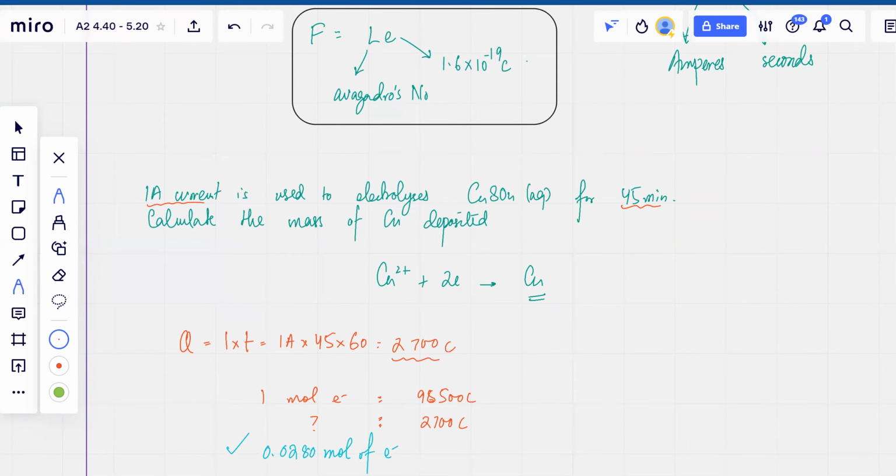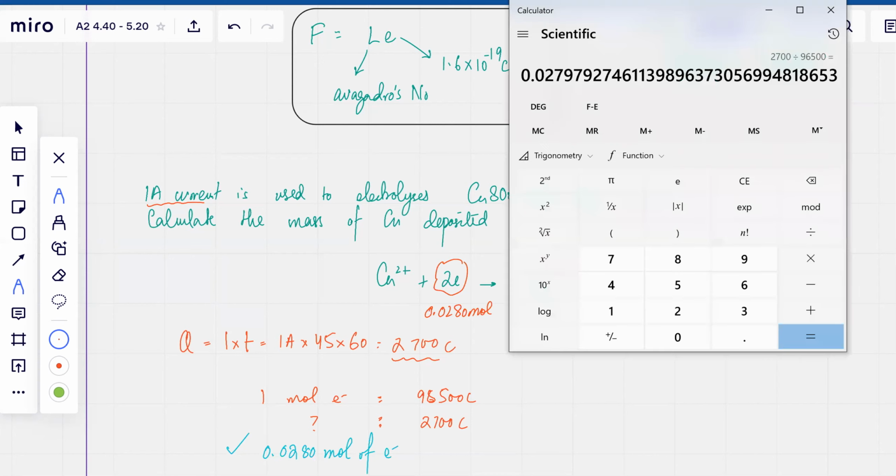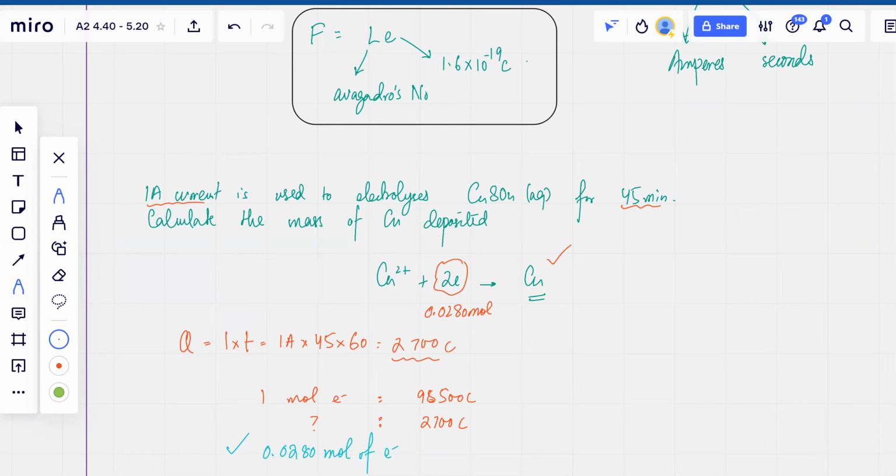So I figured out the moles of electrons. It's 0.0280 moles. Is this clear? Now, based on this, can I figure out the moles of copper that are going to be deposited? Because I know the ratio that 2 electrons deposit 1 copper. So if I have 0.0280 moles of electrons, the amount of copper deposited is going to be half of that. That would give me 0.014, right? Yes, sir. So you're going to get 0.014 moles.